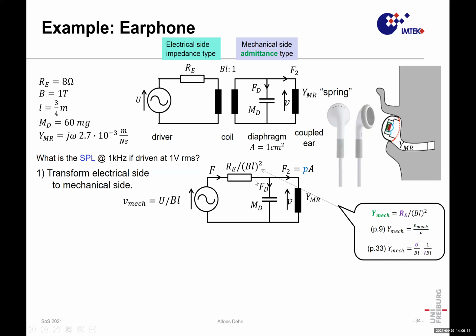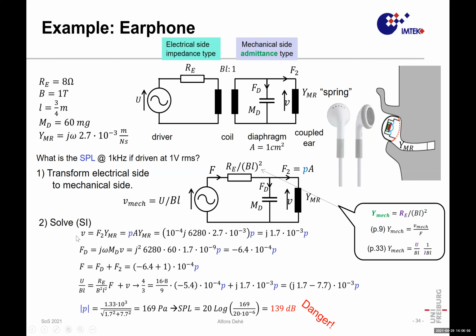And then from Kirchhoff's laws, we have these two meshes, and we can simply calculate this down and find that the absolute pressure that we are developing here ends up at 169 pascals. If we then refer the 169 pascals to 20 micropascals, take the logarithm times 20, we get the sound pressure level out of this. And this simple example gets us a sound pressure level of 139 decibels.